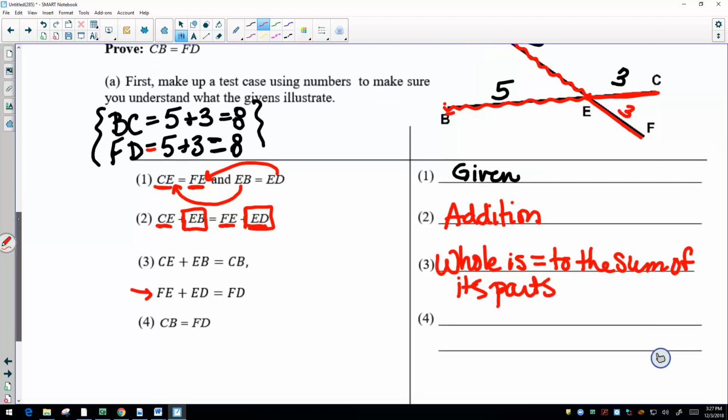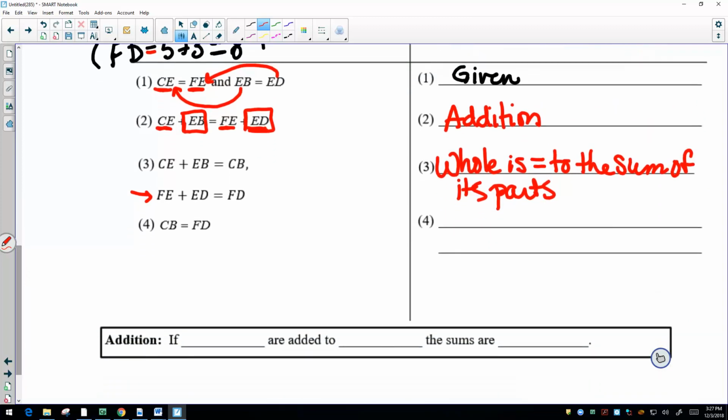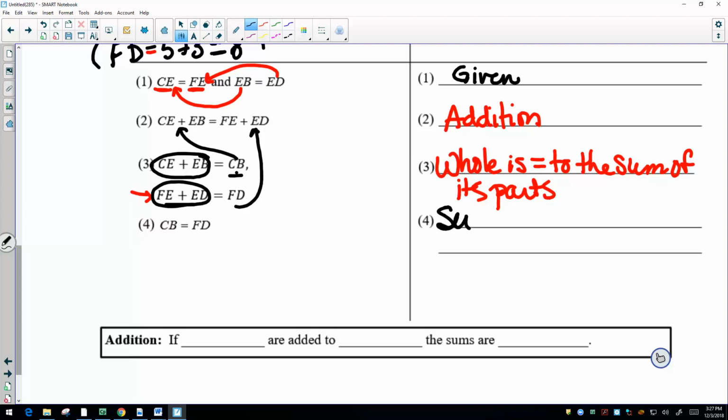And our very last line here, how do we actually get to the proof? Okay, well, if I take a look back up at number 2, I have something that looks like CE plus EB. Well, I see that from line 3. I see a CE plus EB. I see that right here. But it's saying anywhere I see that, I could replace it and call it CB. Then I have the same thing. I see FE plus ED. Well, here's FE plus ED in line 3. And that's saying anywhere I see that, I could replace it and call it FD. So what we've just done is a substitution.